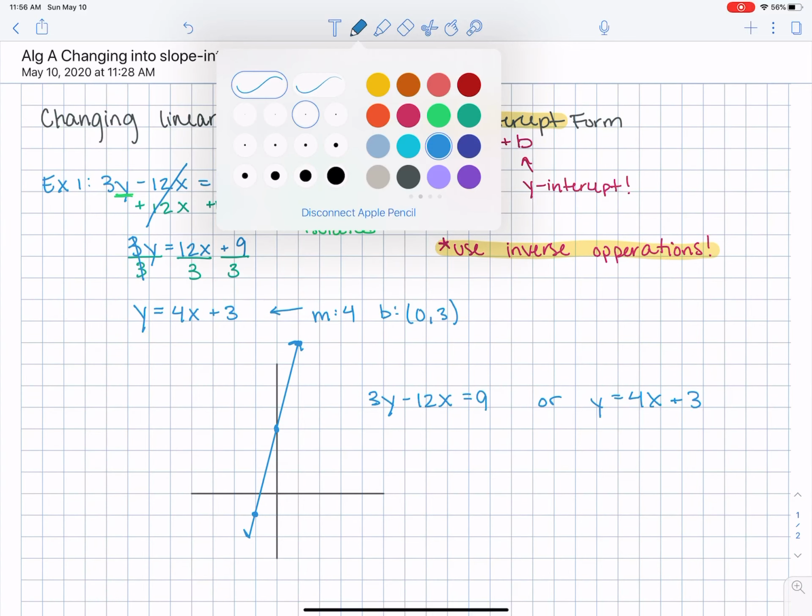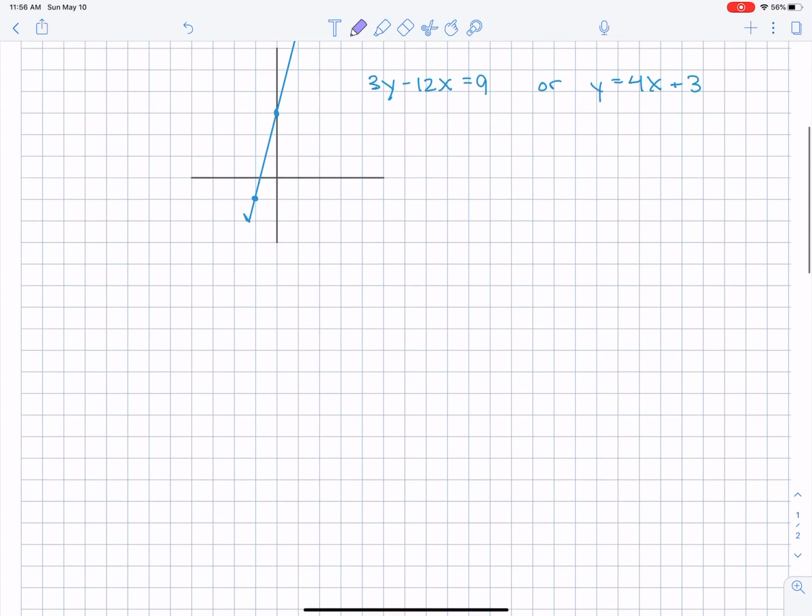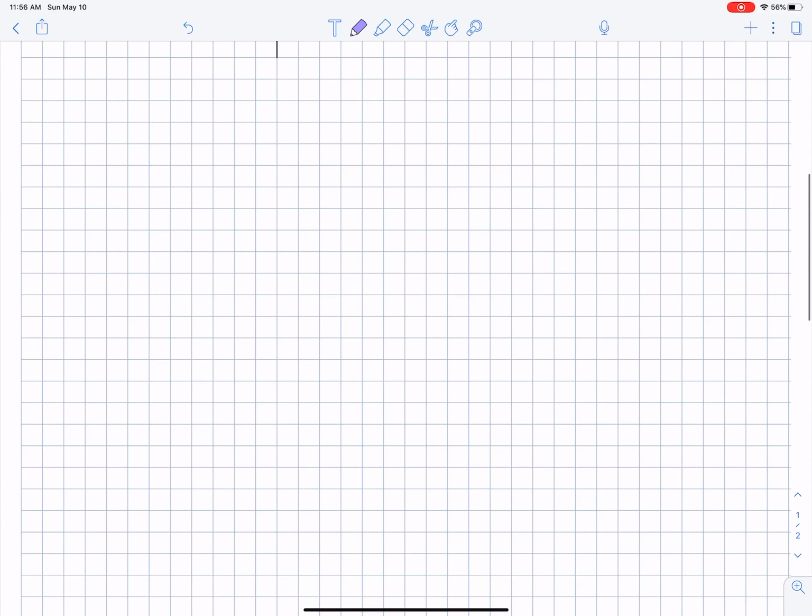So I'm going to switch colors here. I'm going to scroll up a little bit. I don't want to leave too much. There we go. So example 2 for you. 5y plus 10 is equal to 2x.